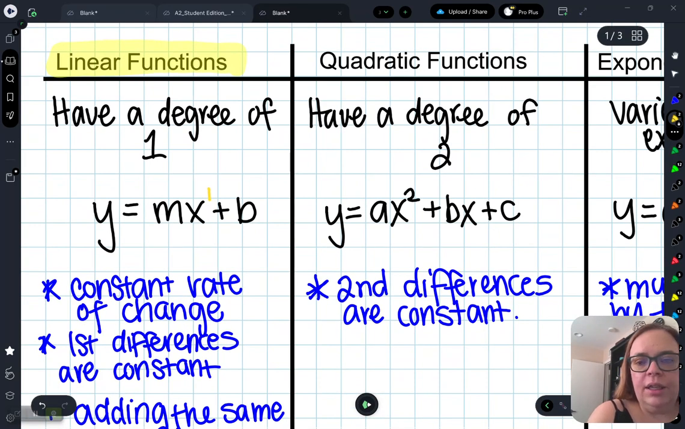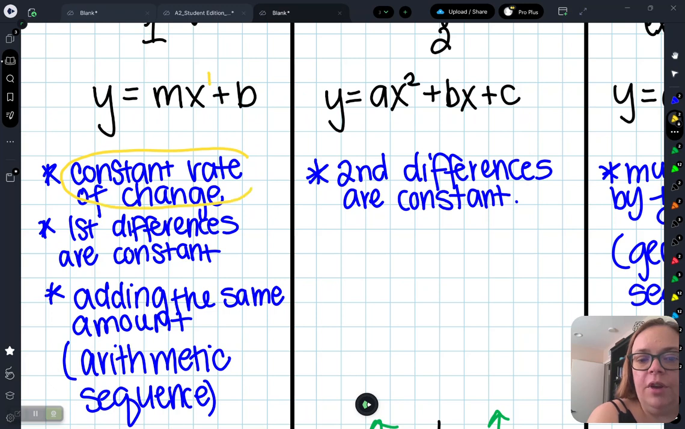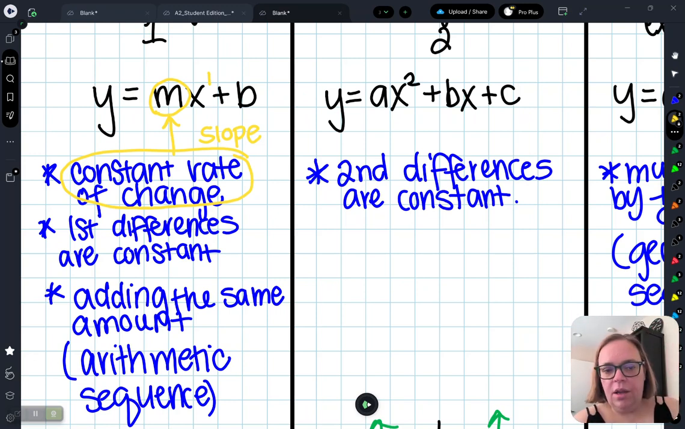What else do we know about linear functions? Linear functions have a constant rate of change. That's the slope. Constant rate of change is the slope, the m. In case you want to remember what the b stands for, it is the y-intercept. And a linear function has something called constant first differences. Now, in order to check to see if something has constant first differences, you have to look at a table of values. Okay, so I'll come back to that in a bit.